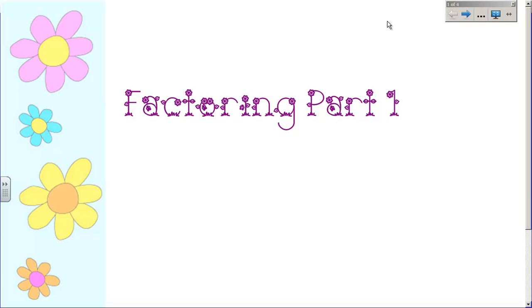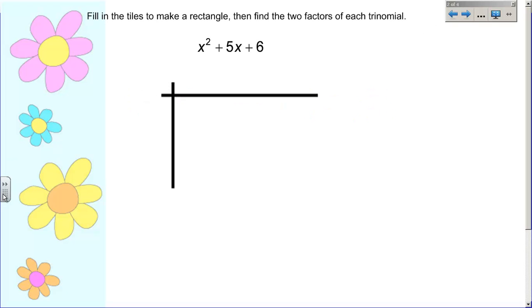Okay, here we go. Factoring part 1. There are going to be 2 parts to this. Here's the first part today. We'll do the second part tomorrow. We're going to start by factoring using algebra tiles.